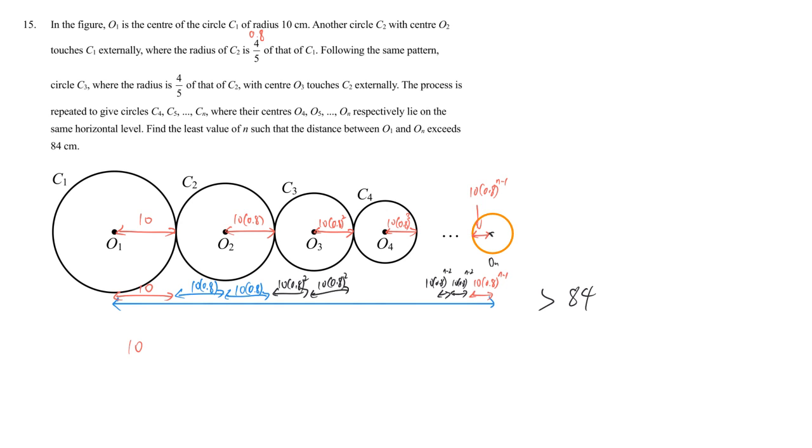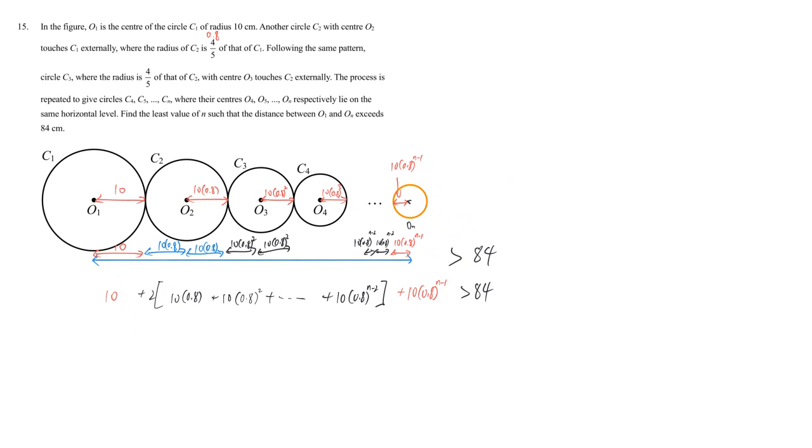So this is 10, and then plus 2 times this item: 10 times 0.8 plus 10 times 0.8 power of 2 until 10 times 0.8 power of n minus 2. This part is doubled, and for the last part we plus 10 times 0.8 power of n minus 1, which is larger than 84. We try to solve this one.